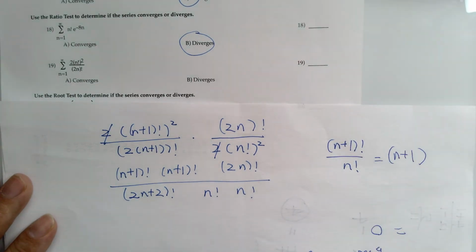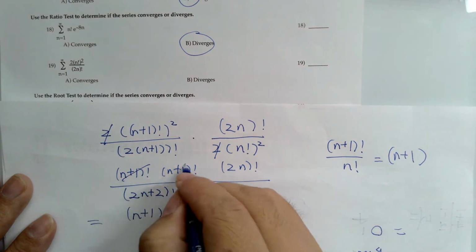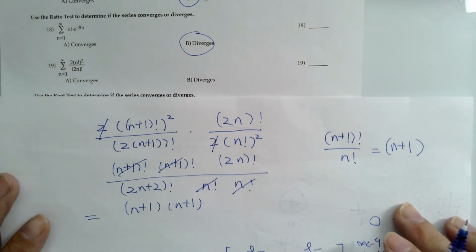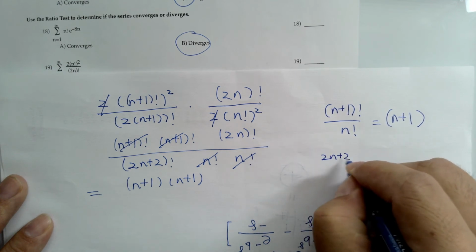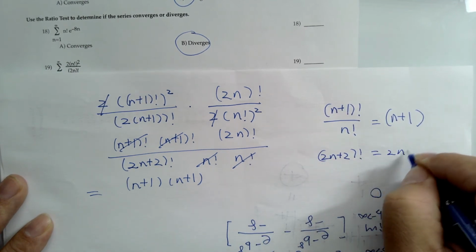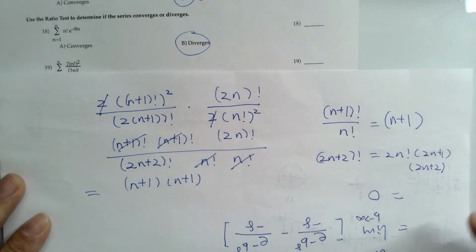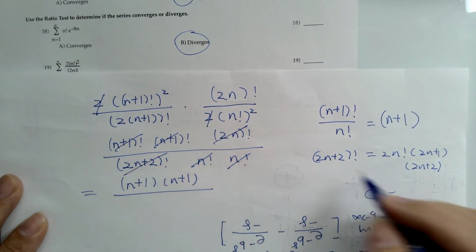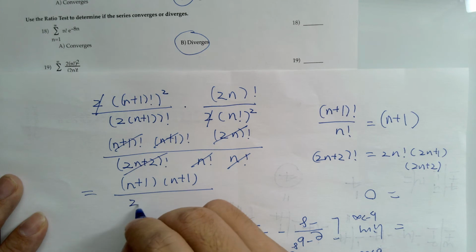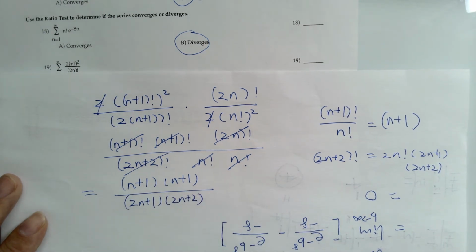Now we have here n+1 times n+1. So those two split. Now (2n+2) factorial equals 2n factorial times (2n+1) times (2n+2). So after this simplification, we have 2n+1 left and 2n+2 left.